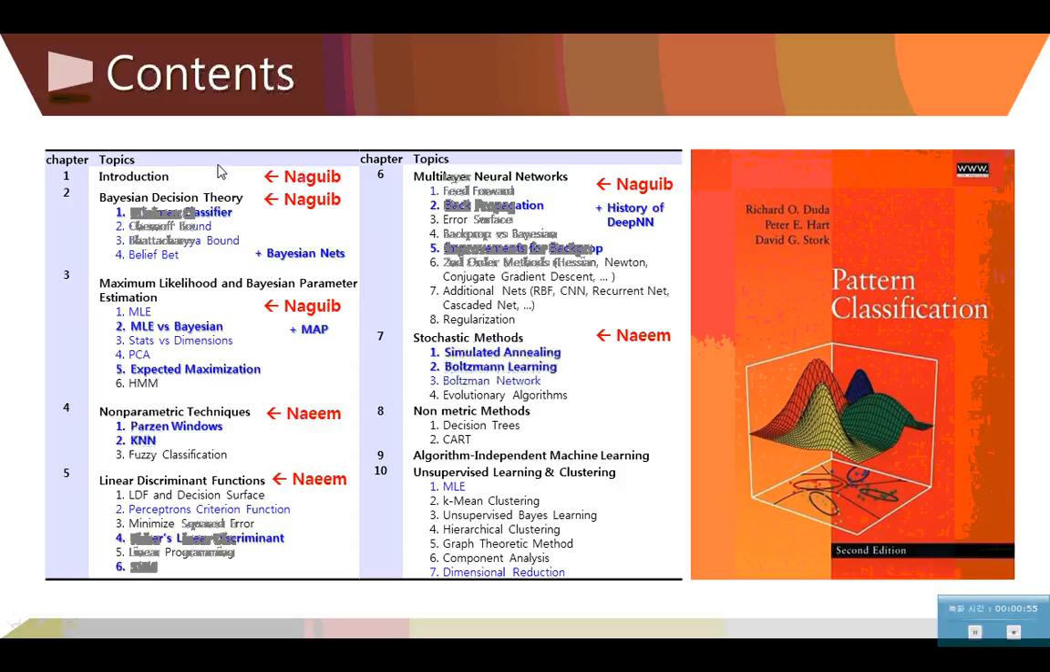So I will first start by introducing what is the meaning of pattern classification, talk about Bayesian decision theory and maximum likelihood estimate and Bayesian estimate. Then my colleague Naim will come and talk about non-parametric techniques, linear discriminant functions, and then we will talk about neural networks and deep networks after that.